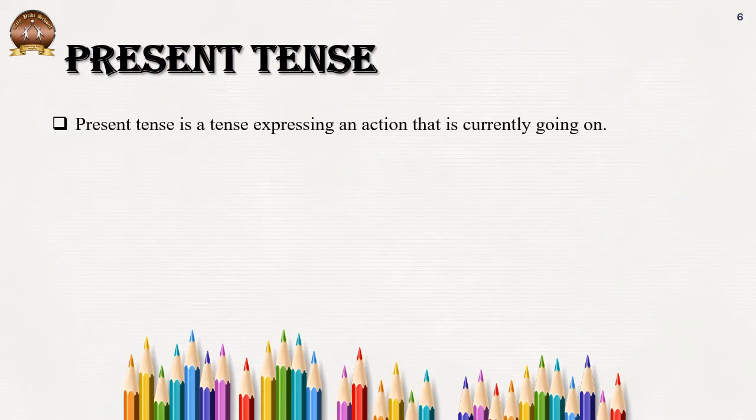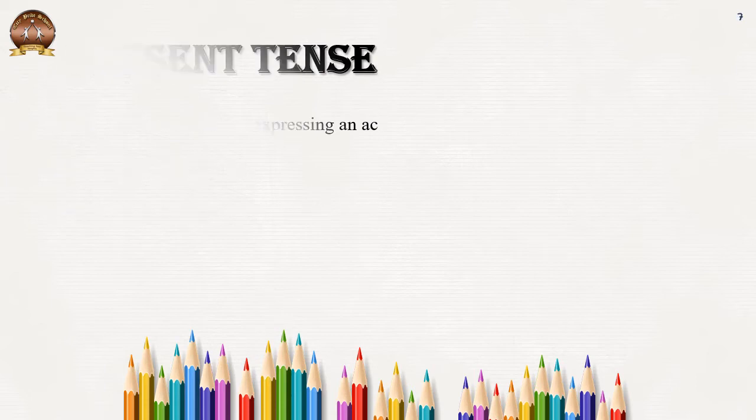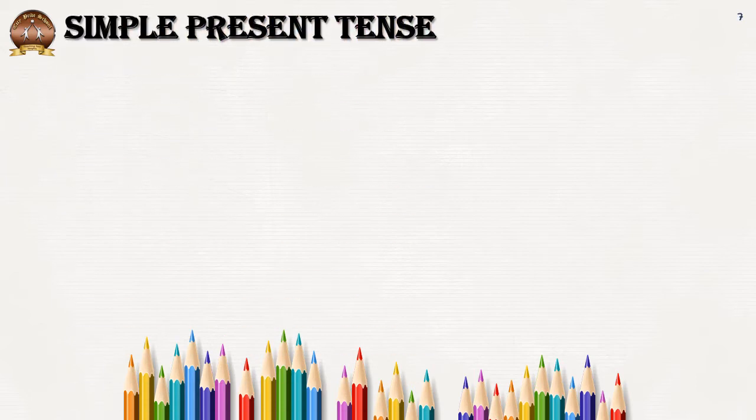So present tense is a tense that expresses an action that is currently going on, and it represents things that are habitually performed or a state that currently or generally exists. Means like some habits that you have that you do regularly, or some things that are always true, like the universal truths that generally always exist. So that state of being.